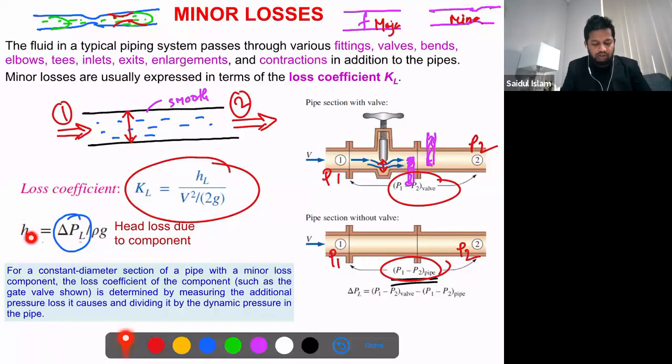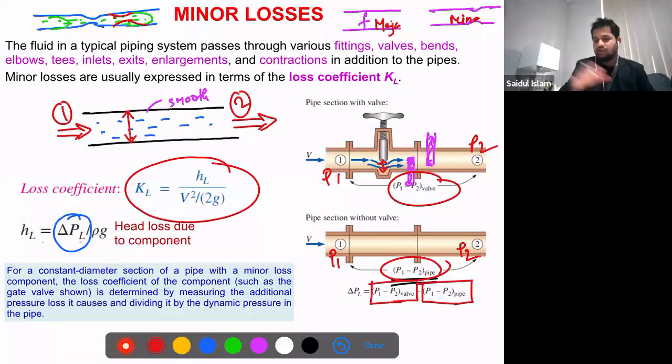When we calculate this head loss, delta P_L, it is kind of the pressure variation between when you use this valve and when you had no valve. Look here, it is the pressure variation when you inserted the valve minus without the valve, and this variation is called the delta P_L. If you don't know it, it should be fine, but for some problems you need to use this formula.